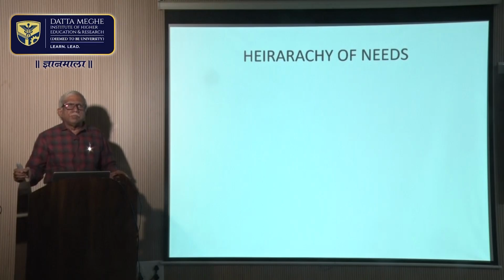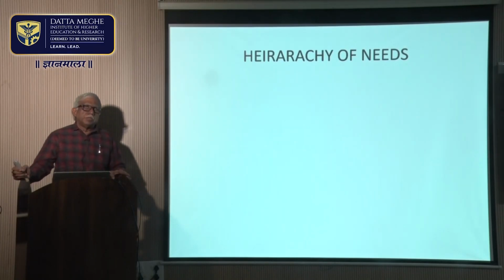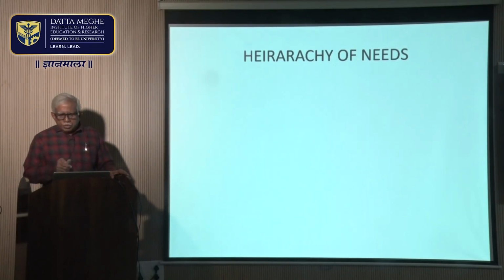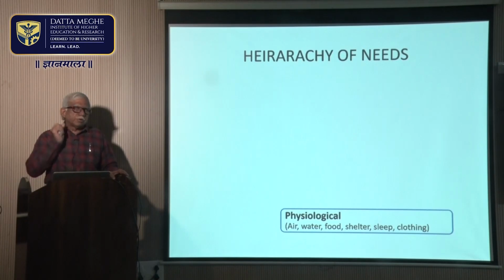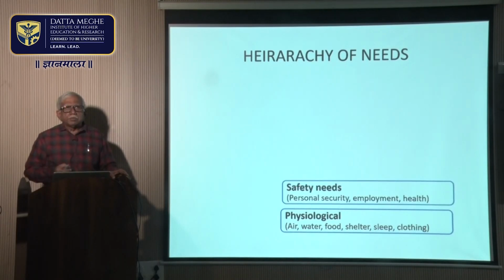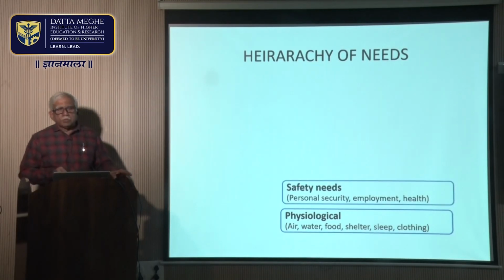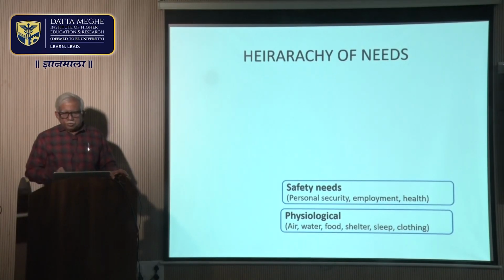Now, the hierarchy of needs, as per Maslow's theory of hierarchy, there are various levels which we have come across. The first and foremost is the physiological, which is very essential for the day to day life of our body, and these are air, water, food, shelter, sleep and clothing, for which any individual strives to get hold of. Without air, a person cannot live, and the same about water and food. Subsequently come the safety needs, that means personal security, employment, health, these needs are the second priority.